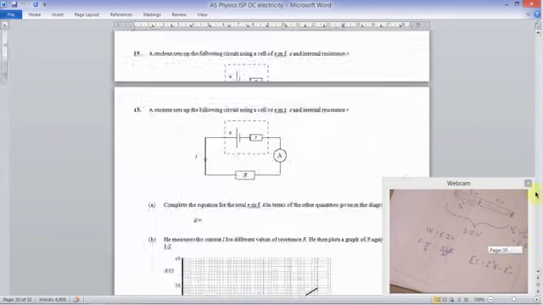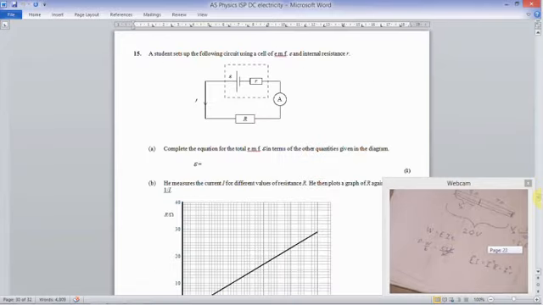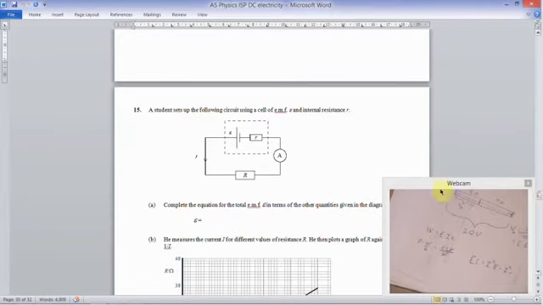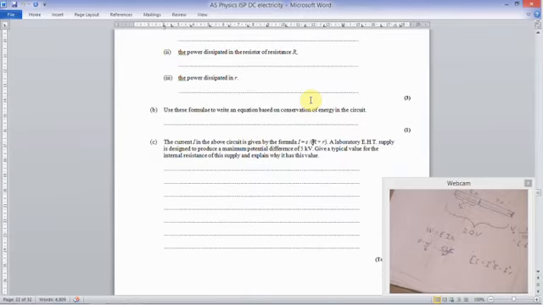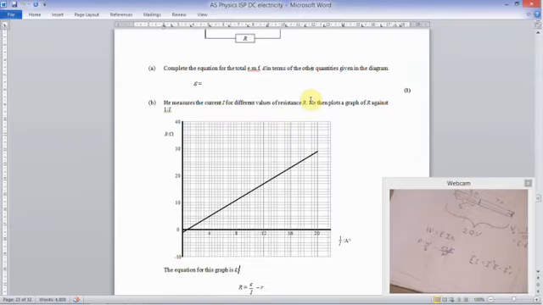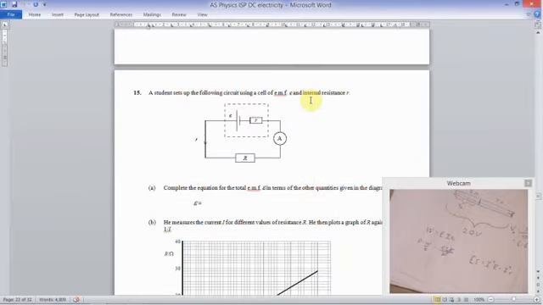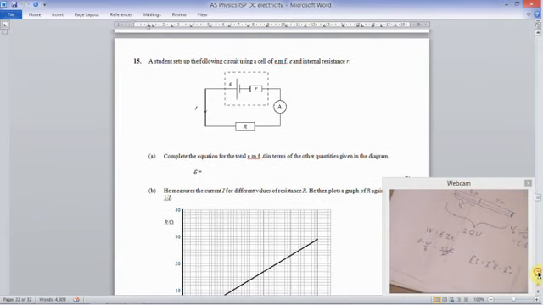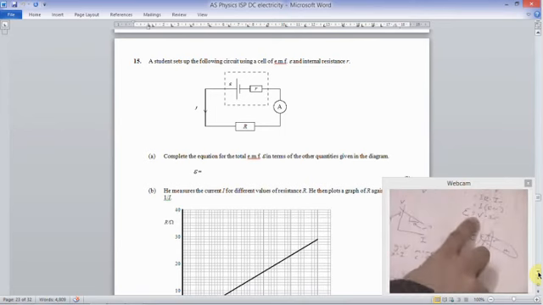Okay, next. Okay, was this the right one? I've skipped a question. No, I haven't. So, a student sets up the following circuit using a cell to measure the EMF and internal resistance. Complete the equation for total EMF in terms of other quantities given in the diagram. So, we've got V, I, and R. Okay, so that's just going back to the one before, just going back to the idea over here.